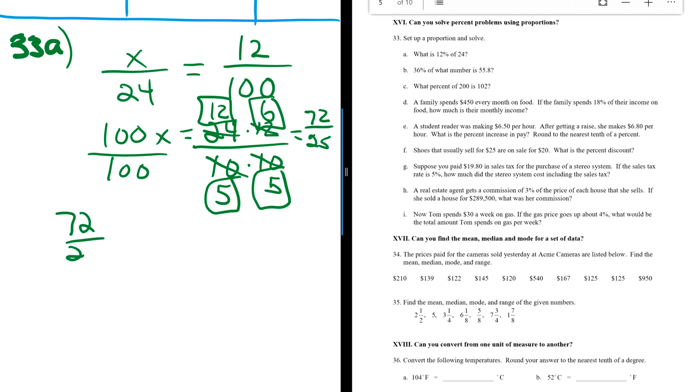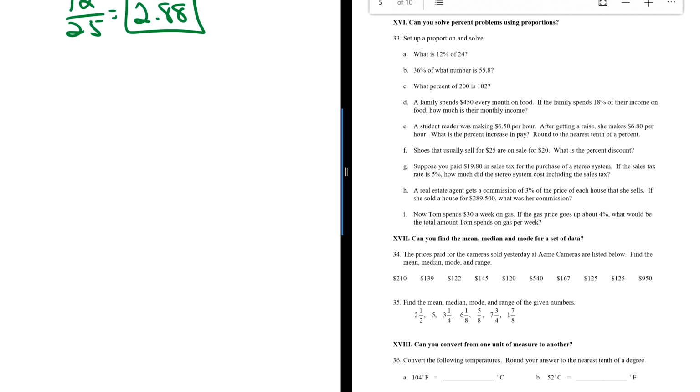72 divided by 25 equals 2.88. Okay. Remember, with a calculator it should be a little bit faster. Of course, I'm doing it manually.